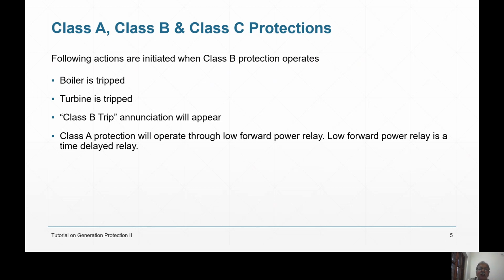So class B, after all, is going to become class A, but it will use the kinetic energy of the generator, and this low forward power is sensed by the low forward power relay. So all class B protections are routed through low forward power relays. Therefore, the low forward power relay is a very important relay in the generator. You see, in 210 megawatt, there are two low forward power relays. That means relay backup, duplication of relays, and one reverse power relay. Three relays are used. Very important protection, low forward power relays.